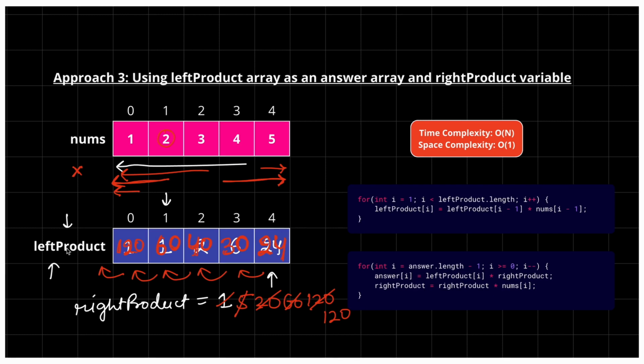You can see that we haven't really taken any extra space in this particular approach, and the time complexity will be big O of n and the space complexity will be big O of 1, right? Great. So now let's try to code this.